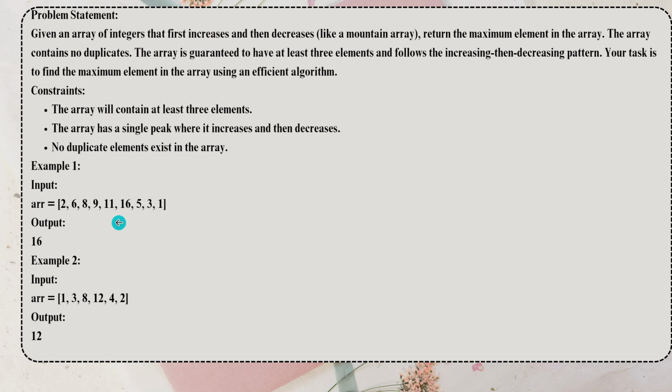See, the question is that you are given an array of elements. The array is in such a way that first it increases like 2 6 8 9 11 16, and then it decreases, like a mountain array. How will the mountain array be? First increase and then decrease, no? So in that way it increases and then decreases. From this array you have to return the greatest element or the maximum element.